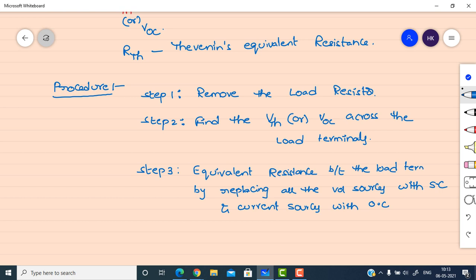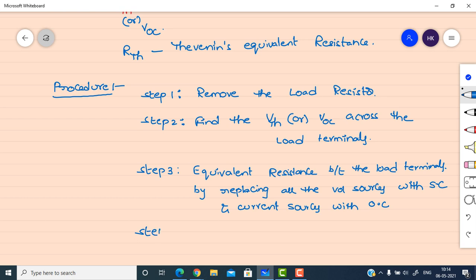So you will find the open circuit voltage across the load terminals, and you will find the equivalent resistance between the load terminals. By replacing all the voltage sources with short circuit and current sources with open circuit, you have to do this first, then find the equivalent resistance between those load terminals.